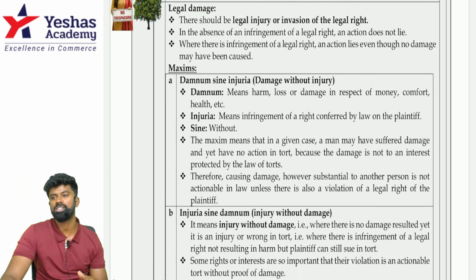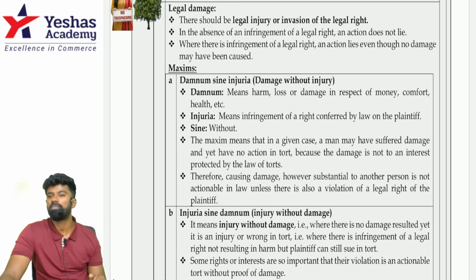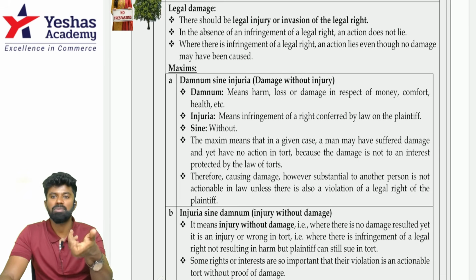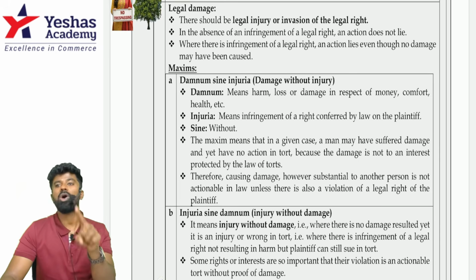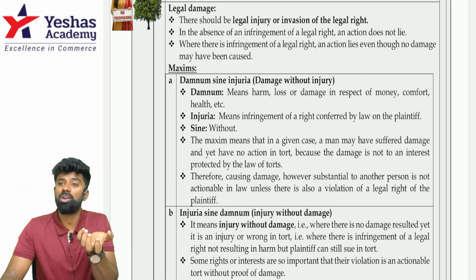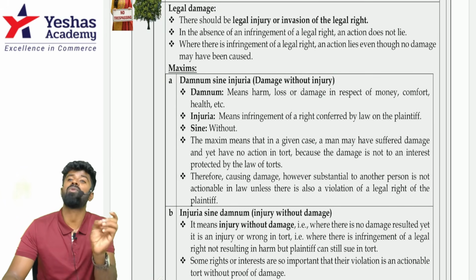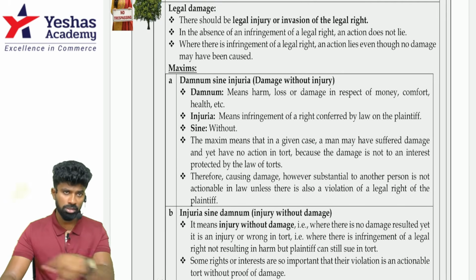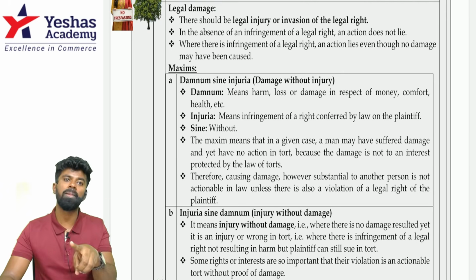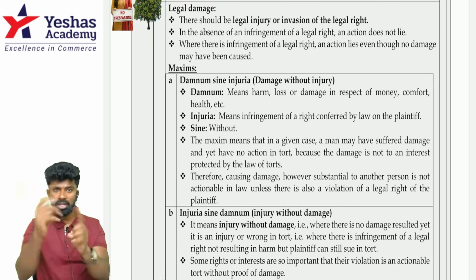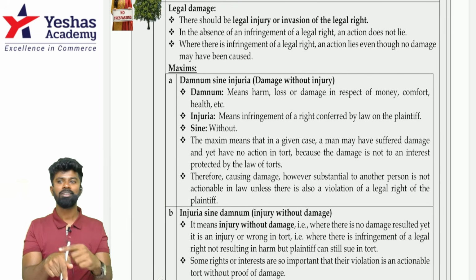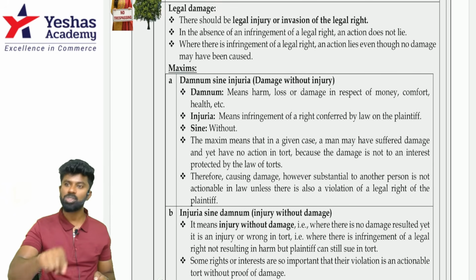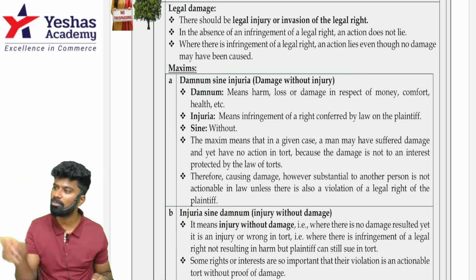Next one is what? Injuria sine damnum. What is injuria? Infringement of right. Sine means without. Damnum means loss. You might not have suffered any physical loss or financial loss, but still because there is a violation of your right, it is called a tort. So damnum sine injuria is not a tort, but injuria sine damnum is a tort. Injuria cum damnum is also a tort: there is an infringement of your right, plus there is a loss as well. It is called injuria cum damnum. You know?